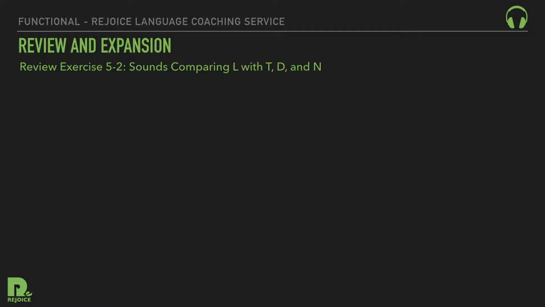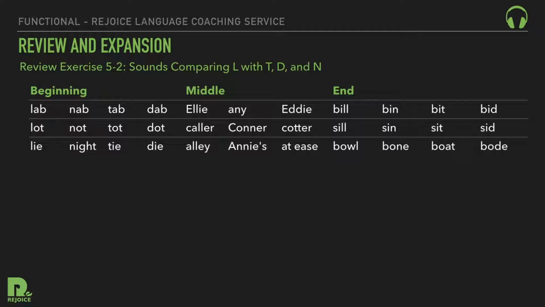Review exercise 5-2. Sounds comparing L with T, D, and N. Lab, nab, tab, dab. Lot, not, tot, dot. Lie, night, tie, die. Ellie, any, Eddie. Collar, Connor, cotter. Allie, Annie's, at ease. Bill, bin, bit, bid. Sill, sin, sit, sid. Bowl, bone, boat, bode.